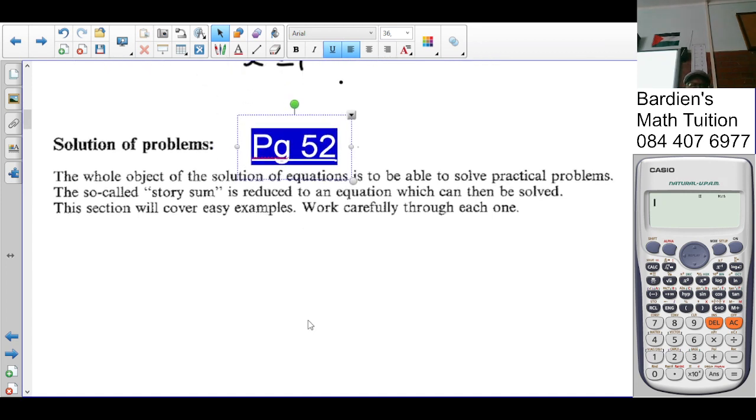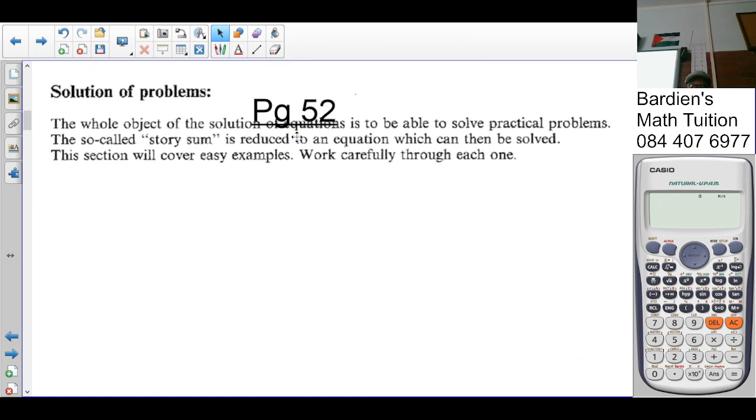Solutions of problems, also known as word problems. So write this down. The whole object of solution of equations is to be able to solve practical problems or real life problems, or everyday problems. That's practical. The so-called story sums are reduced to an equation which can then be solved. So they give us a story, we set up an equation, and then we solve the equation.